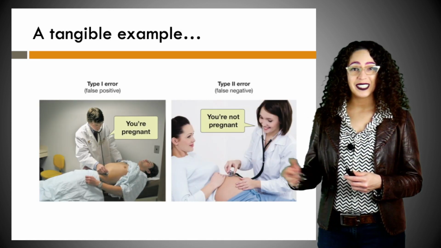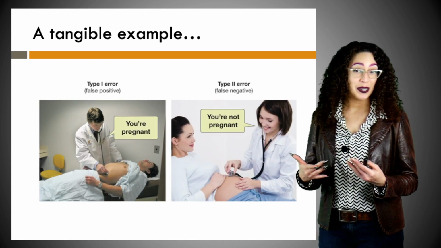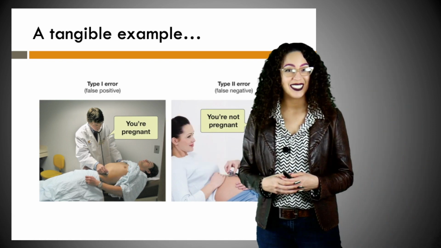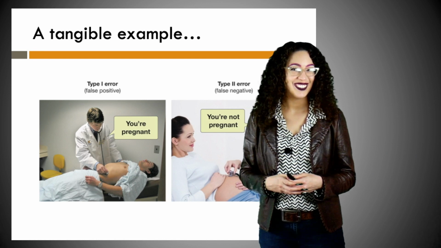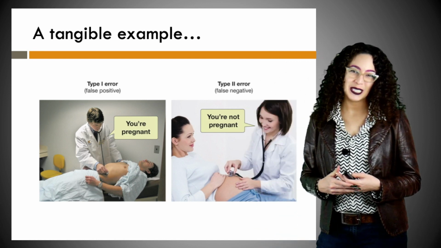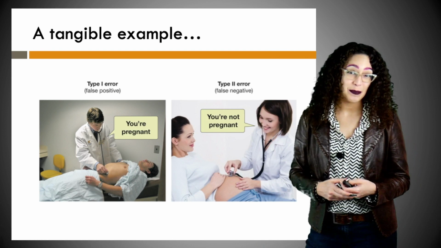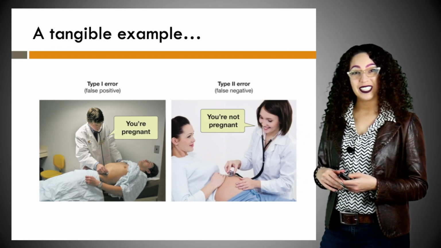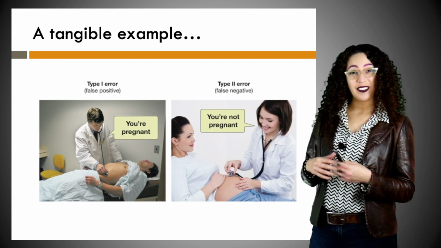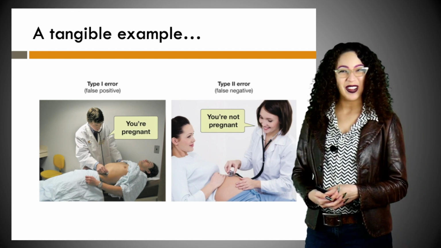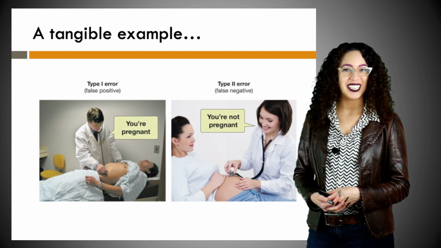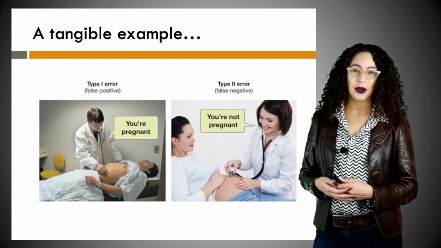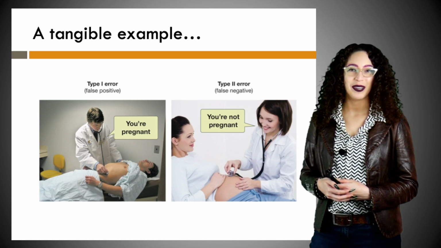I particularly like this tangible example. So a type 1 error would be like a doctor telling a man, "You're pregnant." No, that is a false positive on that one. In reality, you are not pregnant, but the test said you were. Now, conversely, the type 2 error would be a very, very pregnant woman and a doctor saying, "You're not pregnant." That is very much a false negative. You are indeed pregnant, but the doctor said you were not. So hopefully that'll help you remember type 1 and type 2 errors.